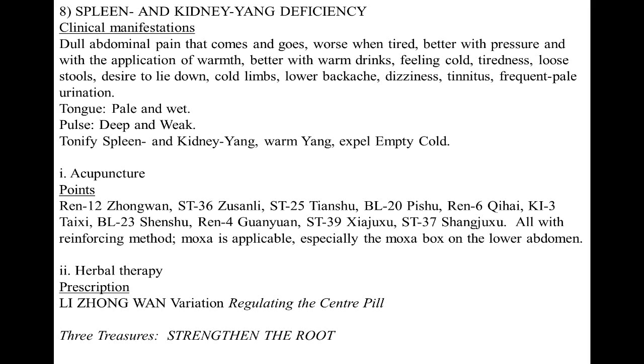And the next pattern is Yang deficiency, spleen and kidney Yang deficiency. This will be probably in older people, probably middle-aged people. And kidney Yang deficiency can be seen as a development from spleen Yang deficiency. If you have spleen Yang deficiency for several years, very often this will lead to kidney Yang deficiency. So in this case, besides the dull abdominal pain, there will be pronounced cold symptoms. Feeling cold, loose stools, diarrhea, slow pulse.